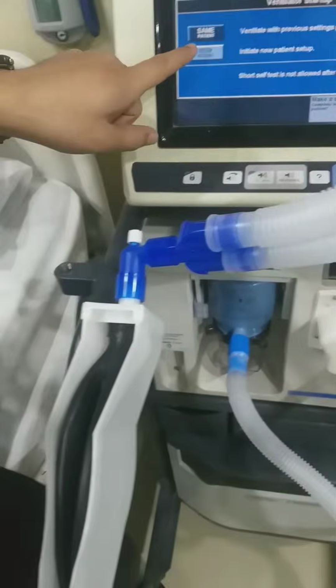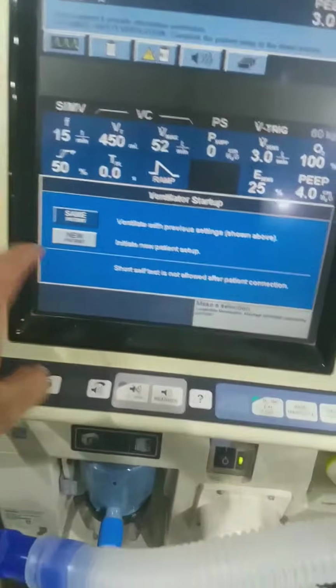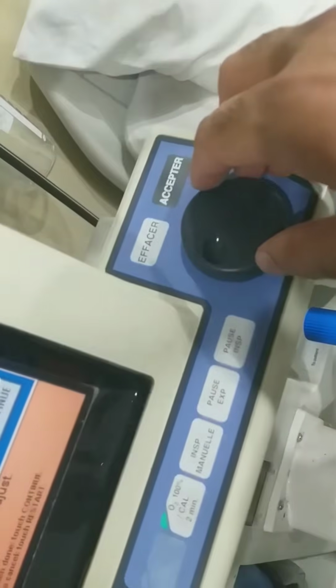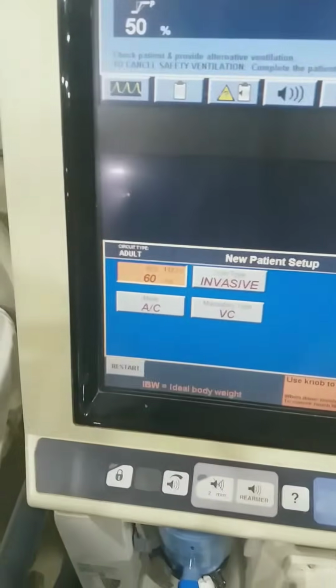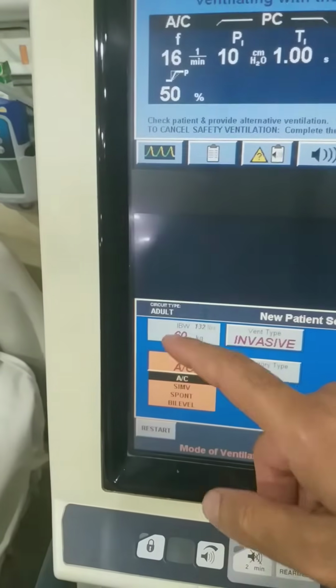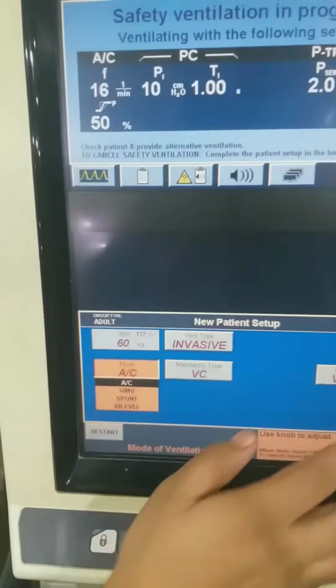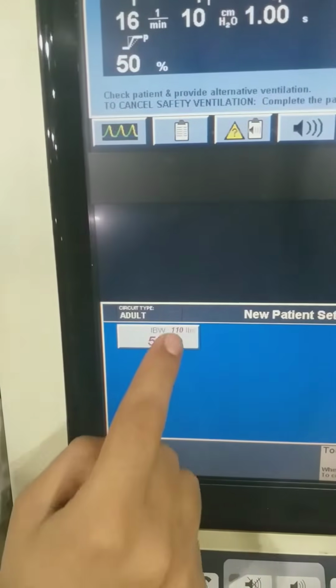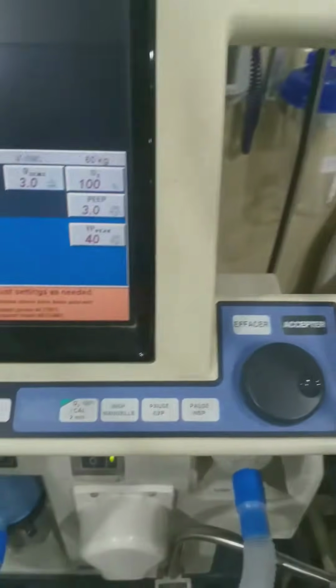Now this is the main screen of the PB480, and we can select the new patient, and then we can also put in the ideal body weight, which is 50 kilogram here, and we can change it by dialing it clockwise or anti-clockwise. It will keep on changing. So after the ideal body weight, we can touch the mode selection, which is assist control, SIMV, and also the invasive and non-invasive.